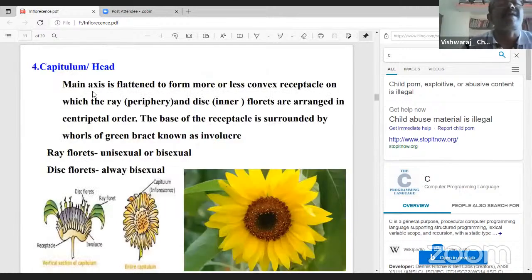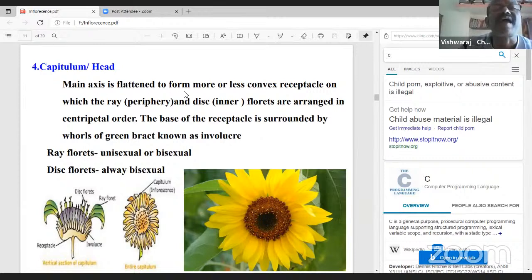Fourth type, capitulum or head. Best example, sunflower. Capitulum: the main axis is flattened to form a more or less convex receptacle on which ray, peripheral, and disc florets are arranged in centripetal order. The base of the receptacle is surrounded by a whorl of green bracts known as involucre.